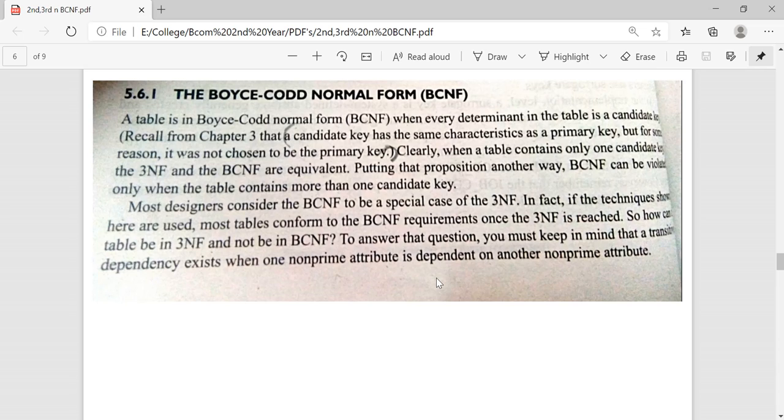Today we are going to discuss the last of our normal forms, that is BCNF, Boyce-Codd Normal Form.